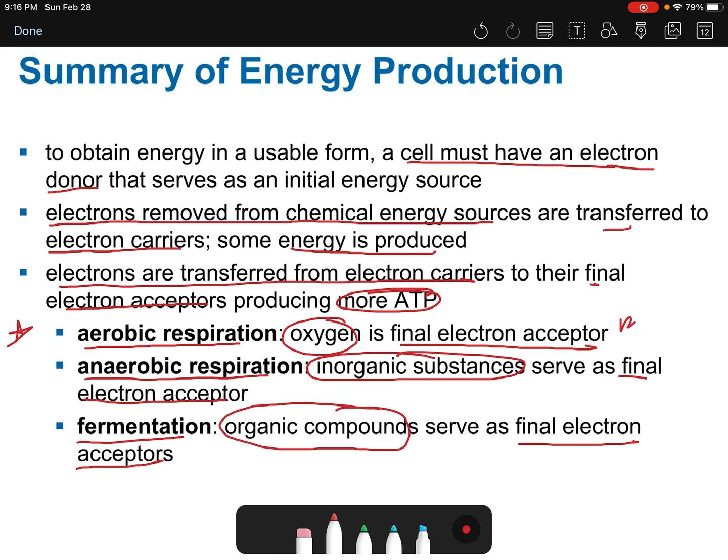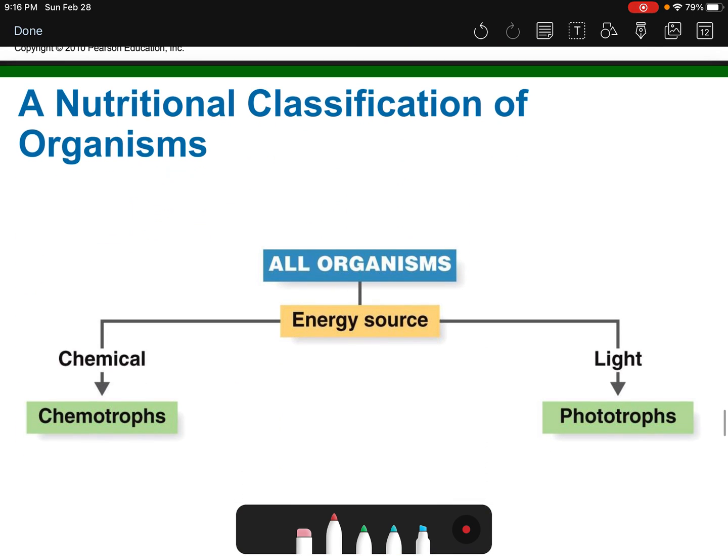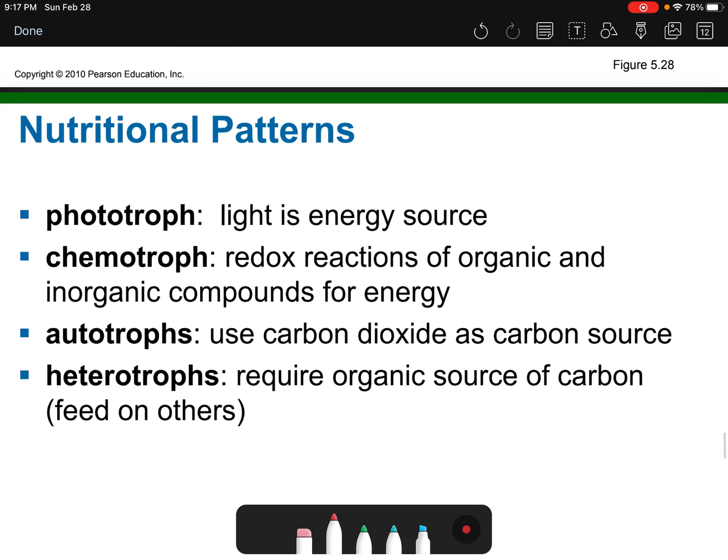So this is where you get the most ATP. Most organisms will carry on aerobic respiration if they have the choice between all of these, if oxygen is present. The last little bit just deals with different ways of classifying organisms according to their nutrition. So if organisms get their energy source from a chemical, they're called chemotrophs. If they get it from light, they're phototrophs. So again, light is the energy source for a phototroph.